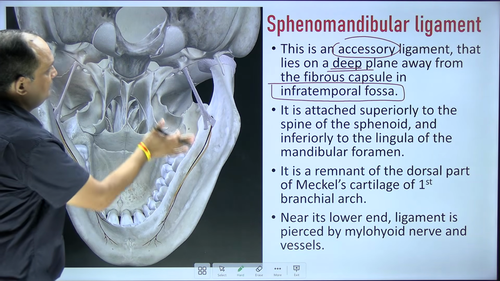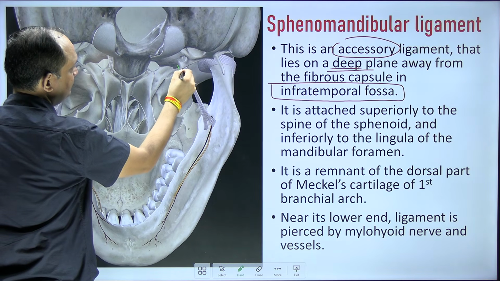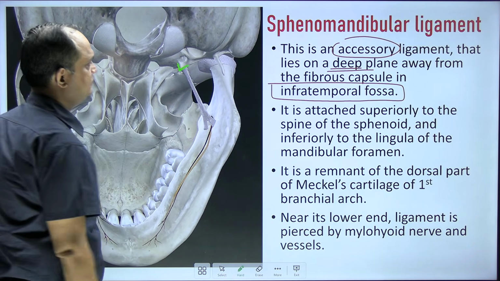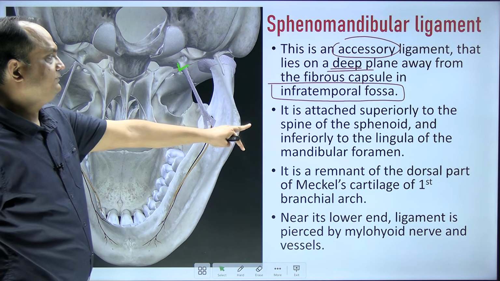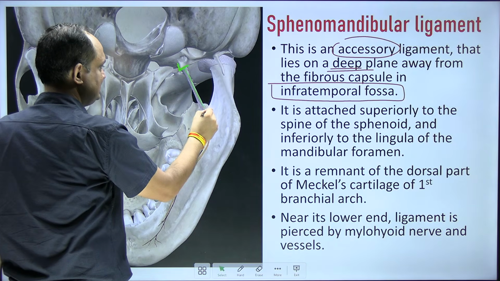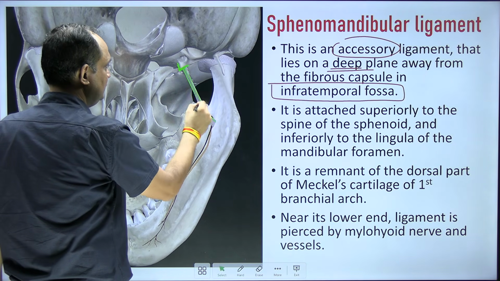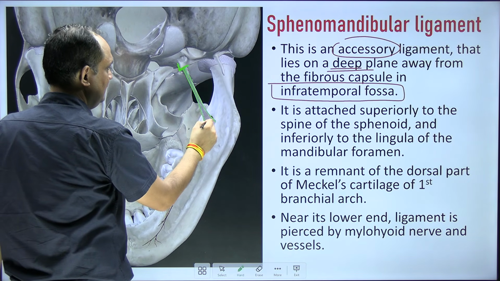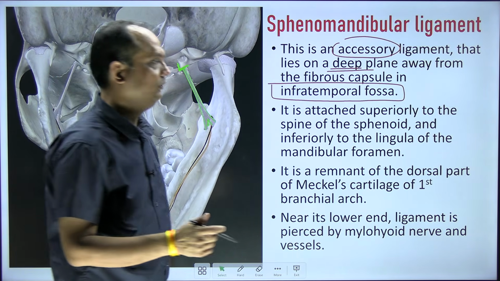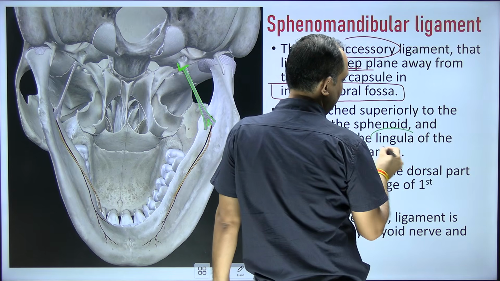When you see the base of the skull, you will find a small projection of the sphenoid bone. This is known as the spine of sphenoid. From this spine of sphenoid, there is an extension going downward on the inner side of the mandible, and it attaches to a bony projection known as the lingula. So this is a very important landmark.